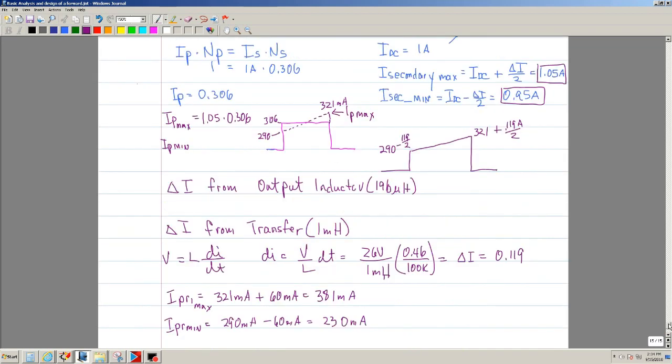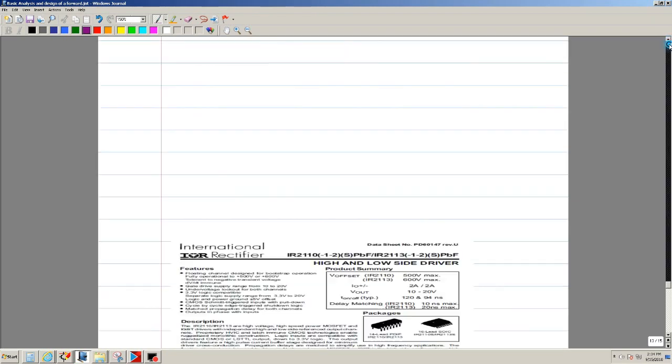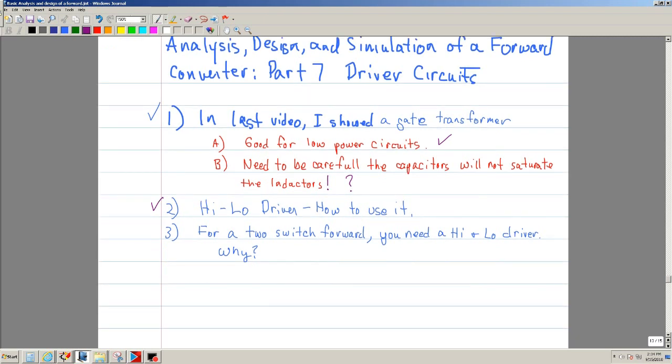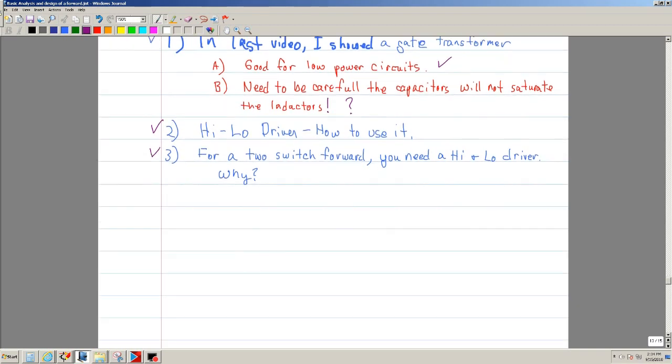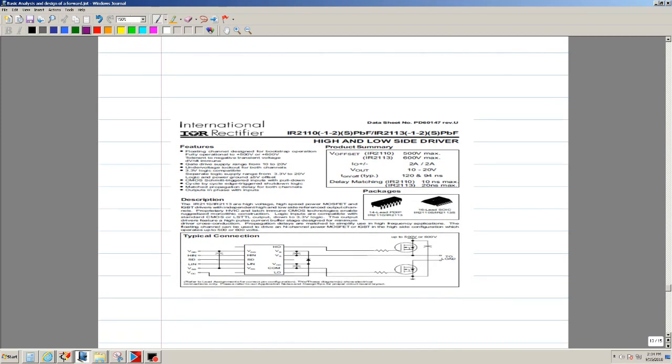So then what circuits can you use? A fairly typical circuit that you use is what is referred to as the HiLo driver. What is a HiLo driver? Let's take a look at one, and let's cover this too. I just want to make a statement that for a 2-switch forward, you need a HiLo driver. Why? Let's go ahead and take a look at this one. This one's a HiLo driver. Let me rescale this.